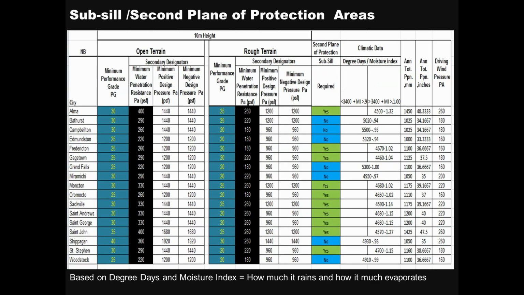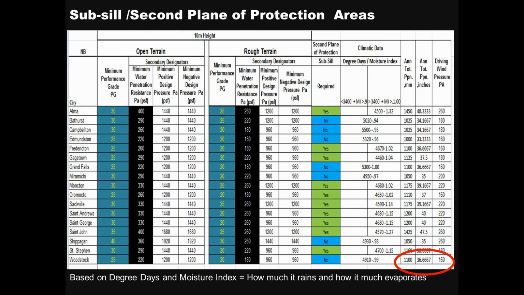Now, if you look at this spreadsheet map of New Brunswick, let's go back to Alma up there, or Woodstock or one of those. Alma requires a second plane of protection, because that's all based on the degree days and your climatic data. Now, if you go into Woodstock, they don't need a second plane of protection, so they don't need a Sub-Sill.